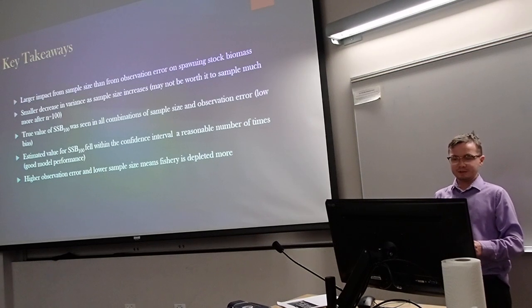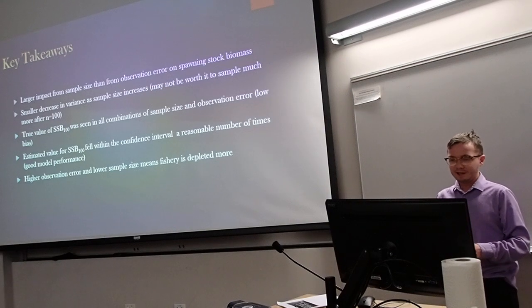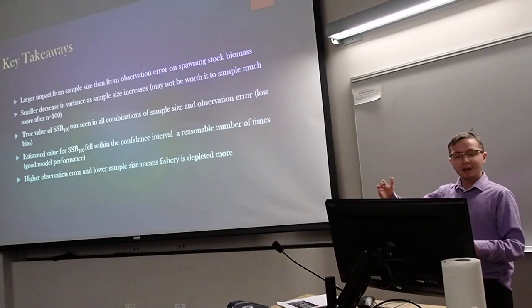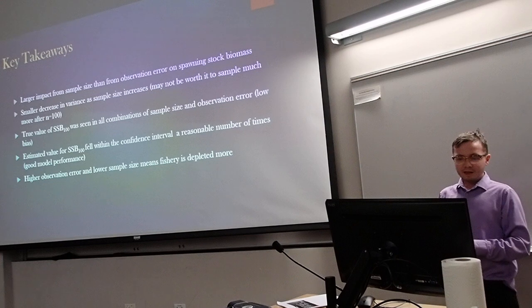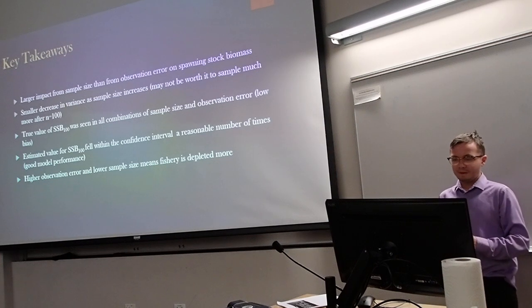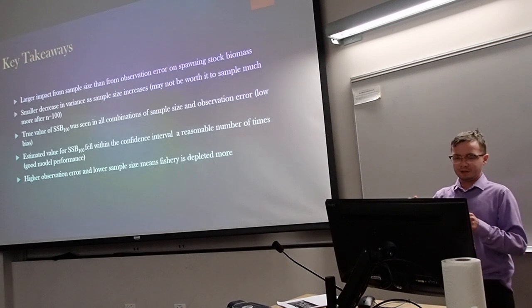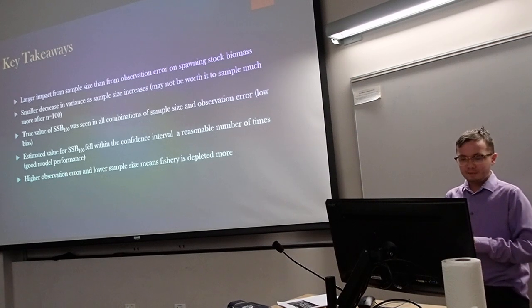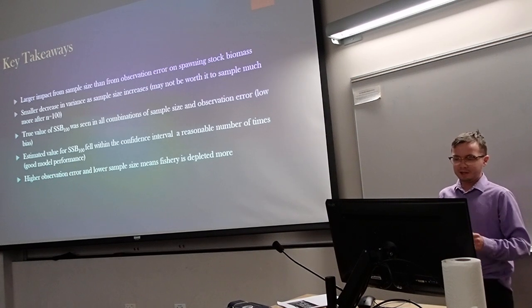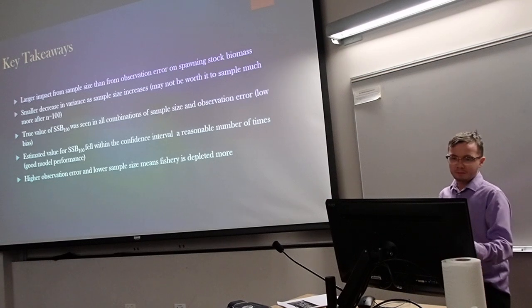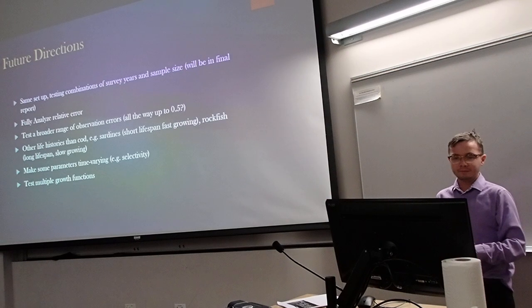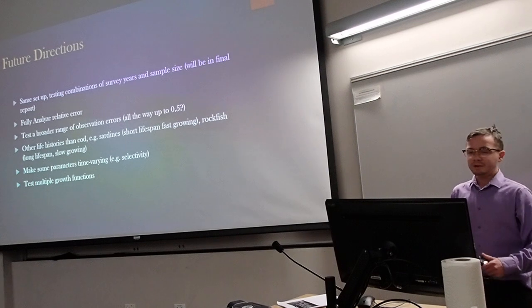The true value was seen in all combinations of sample size and observation error, which means we have low bias overall. The estimated value for the spawning stock biomass in year 100 fell within the confidence intervals a reasonable amount of time, which is good. We have good model performance, which is nice because these weren't especially complex models. And a high observation error and a low sample size means the fishery will be depleted more, which tracks with everything we know.